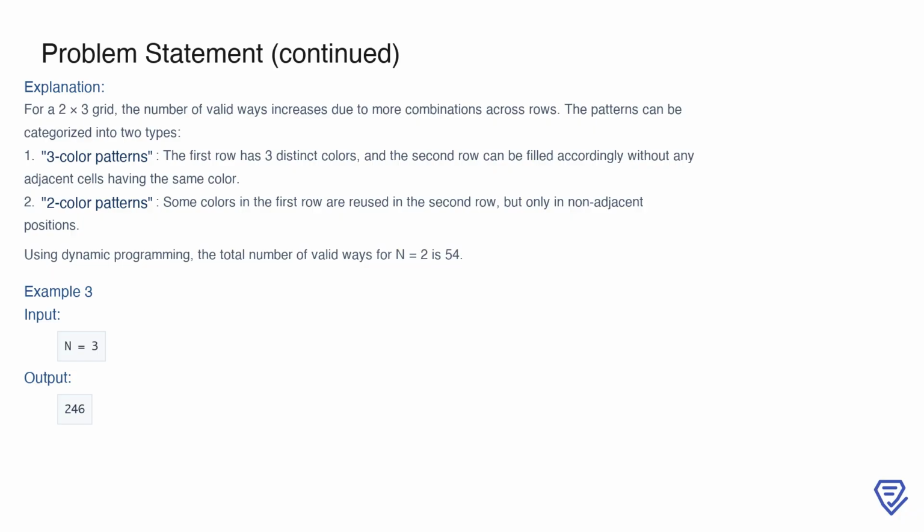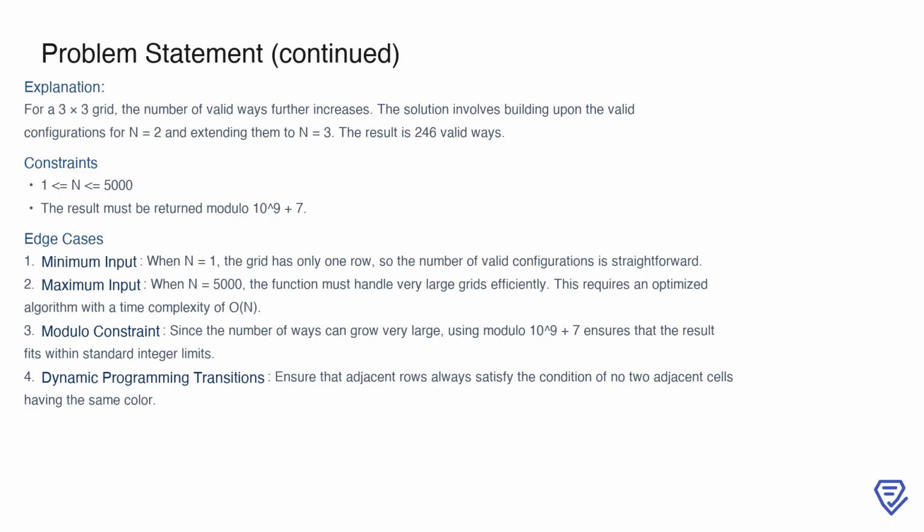Similarly, when n equals 3, the number of valid configurations grows exponentially. For n equals 3, we have 3 rows and 3 columns. The output for this case is 246 valid ways to paint the grid. This rapid increase in the number of valid configurations highlights the complexity introduced by the adjacency rules as the grid grows taller. The constraints require us to ensure that every row in the grid respects the horizontal adjacency rules while also ensuring that every pair of adjacent rows respects the vertical adjacency rules.